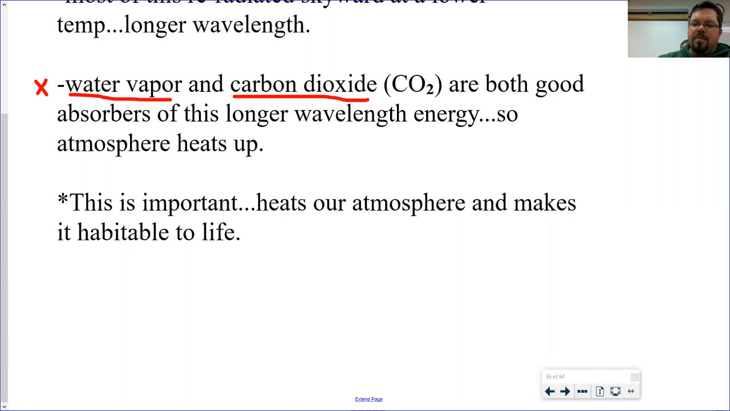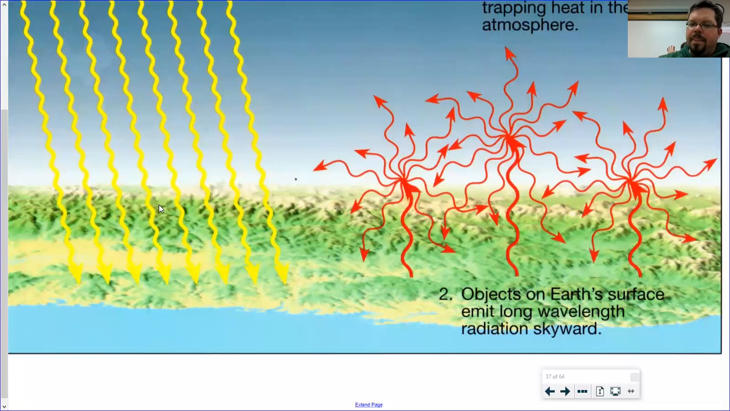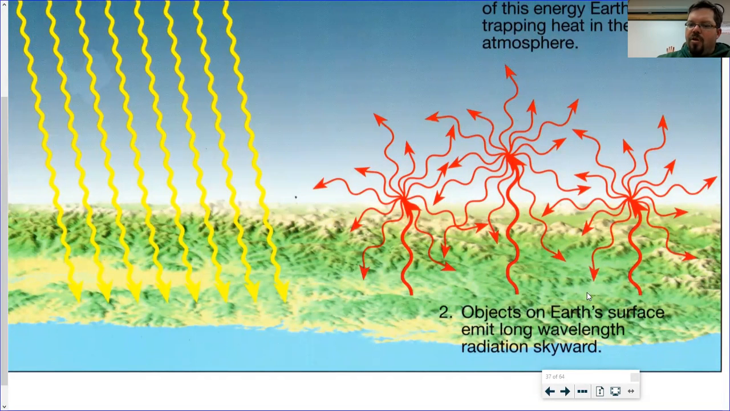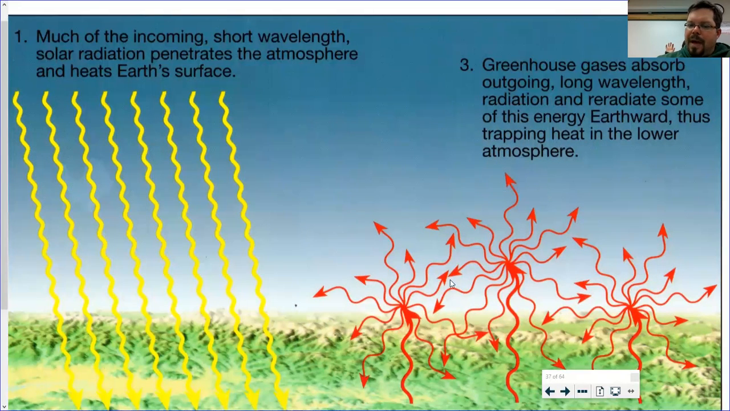It heats our atmosphere and makes it habitable to life. Right? So much of the incoming short wavelength solar radiation penetrates the atmosphere, heats Earth's surface, like we talked about. Now, as this surface absorbs that energy, it re-emits that energy back out into longer wavelength, lower temperature energy. So greenhouse gases absorb this outgoing long wavelength radiation and trap that heat in the lower atmosphere, ultimately causing our lower atmosphere to warm up. That's the greenhouse effect in a nutshell.